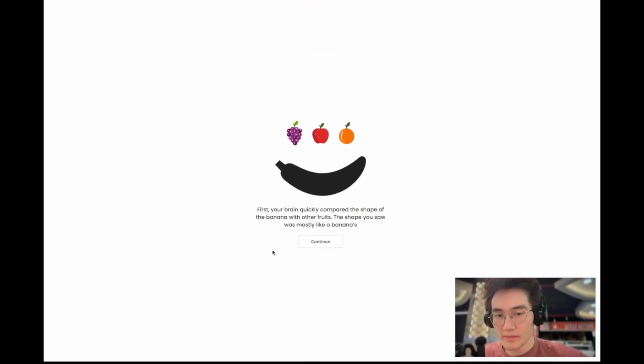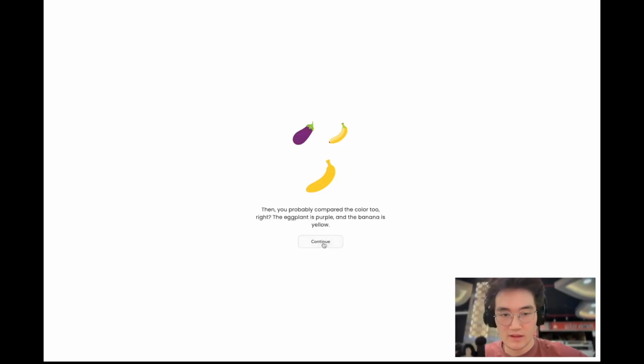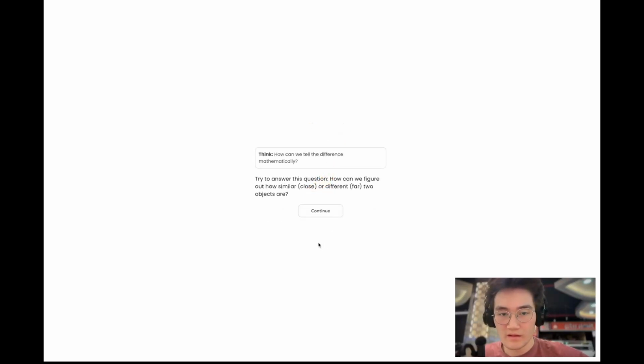First, your brain quickly compared the shape of the banana with other fruits. The shape you saw was mostly like a banana's. Then you probably compared the color too, right? The eggplant is purple and the banana is yellow. Think, how can we tell the difference mathematically? Try to answer this question: how can we figure out how similar, or close, or different, or far two objects are?